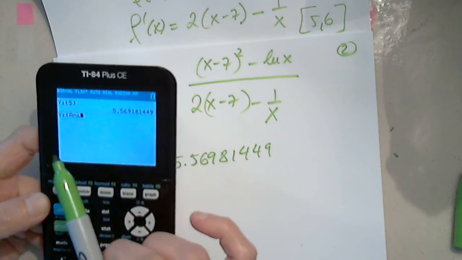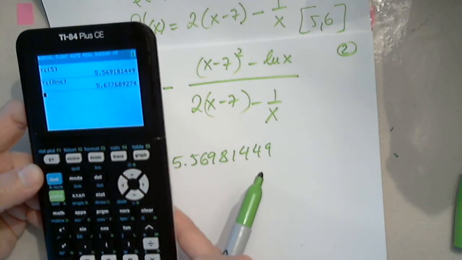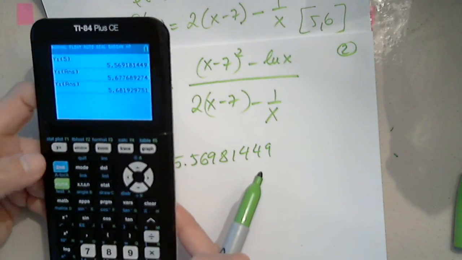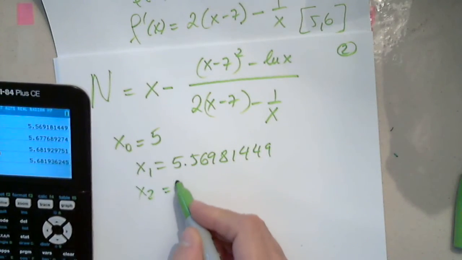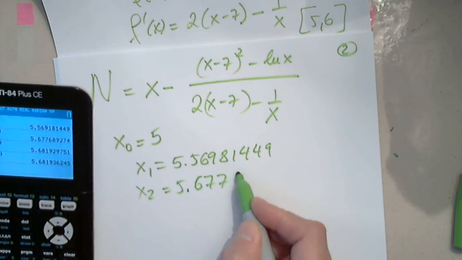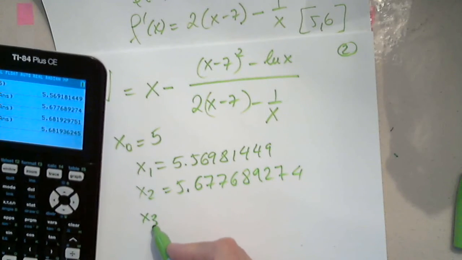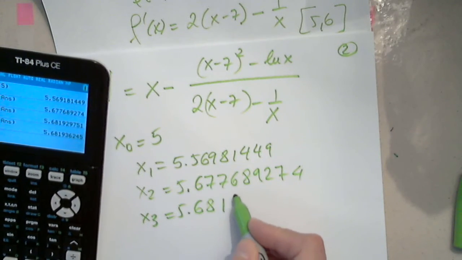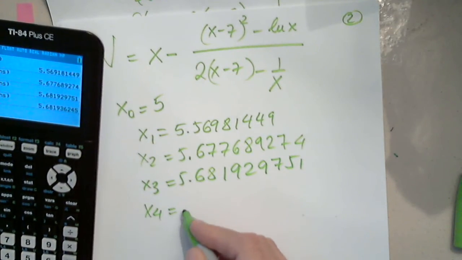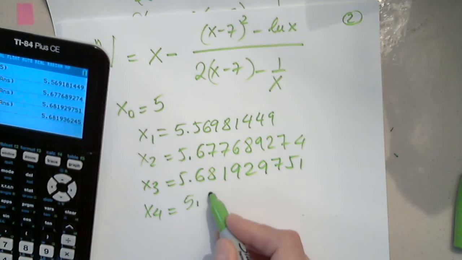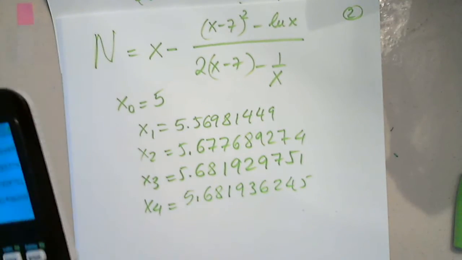This is one time. So now the calculator will take this number and plug it in the function. So I press enter, I copy again and press enter, copy again, press enter. So I got x1, and now x2 is 5.6776899274. And then the next one is x3, 5.6819299751. And then x4 is 5.6819366245. And I'm assuming we want 6 decimal digits.